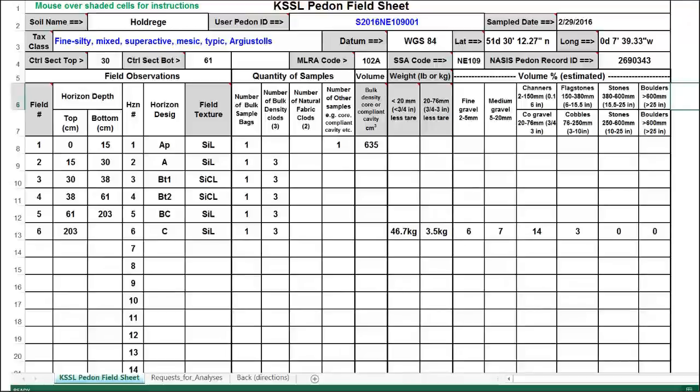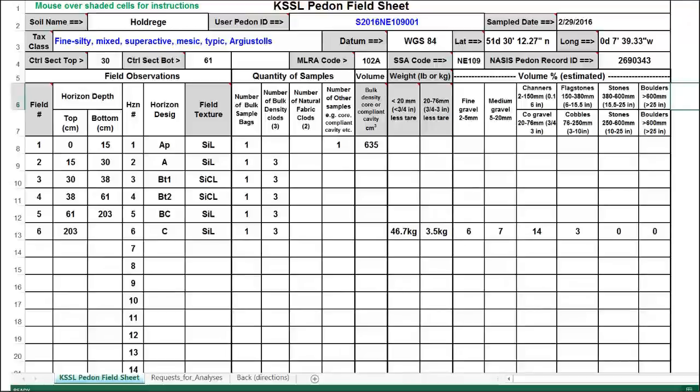Control section, you're going to enter that in, and that's going to matter when your data comes back. For instance, the particle size that's calculated as a weighted average for the control section is information you're going to need, and if you don't put the control section in there, that's not going to come out on that sheet. MLRA code is your MLRA code. SSA, soil survey area. In a lot of cases, that's going to be a county, but in some cases, it might be a multiple county area. So you need to make sure that's the soil survey area code.